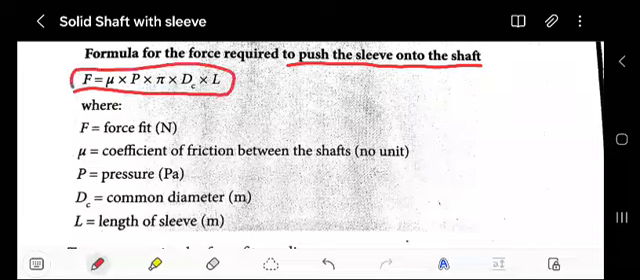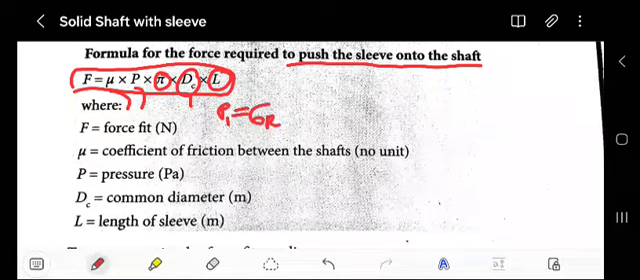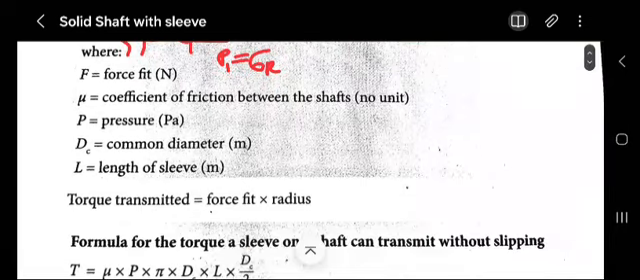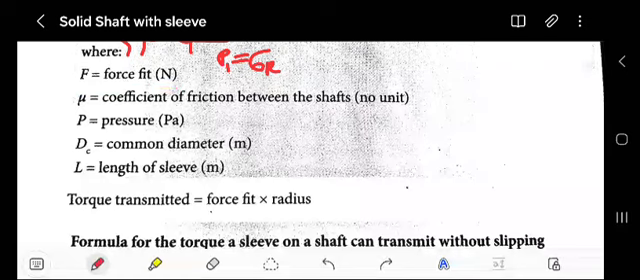Take note: coefficient of friction. Pressure, remember, is the same as radial stress, that is the internal pressure, multiplied by pi, the common diameter, and then the length of the sleeve. So if you check here, the force is in Newton, the coefficient of friction has no SI unit, pressure is in Pascal, the common diameter is measured in meters, and the length of the sleeve too.